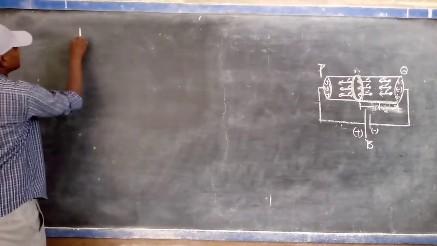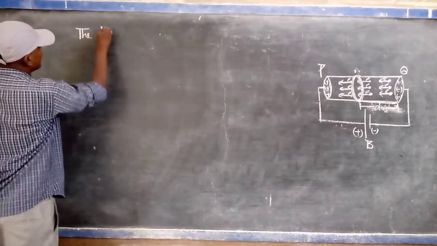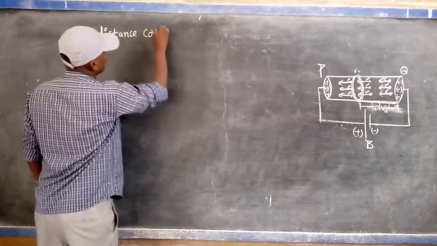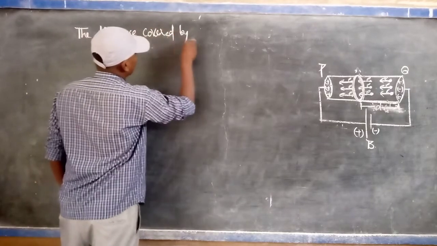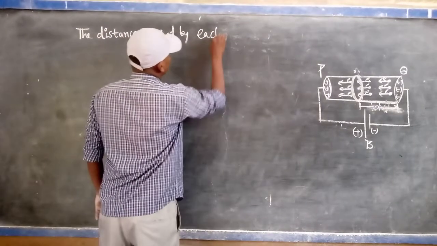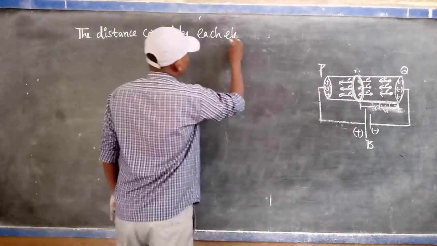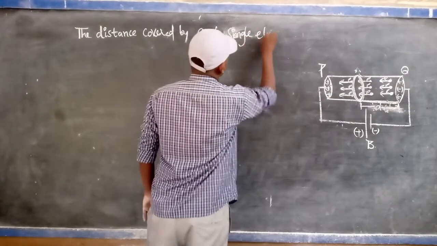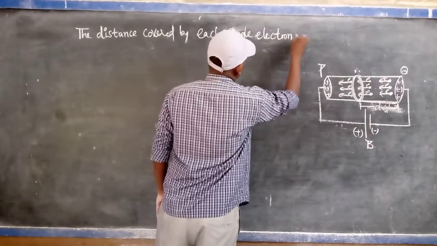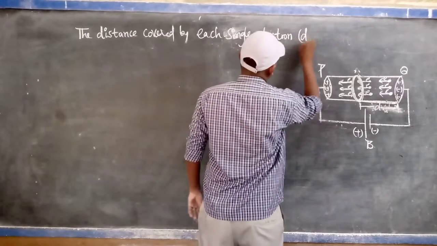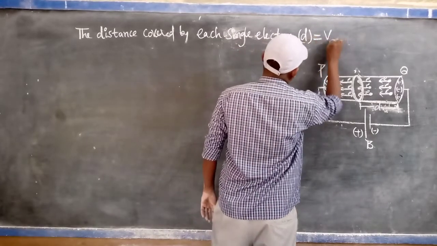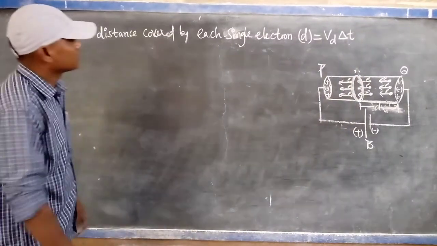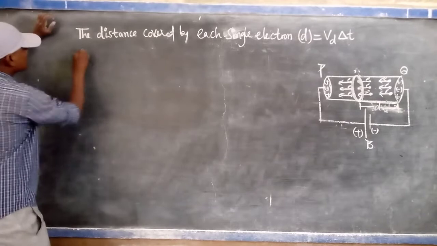Then what can you find here? The distance covered by each single electron. So D is equal to Vd into delta T. I'll say that clearly.